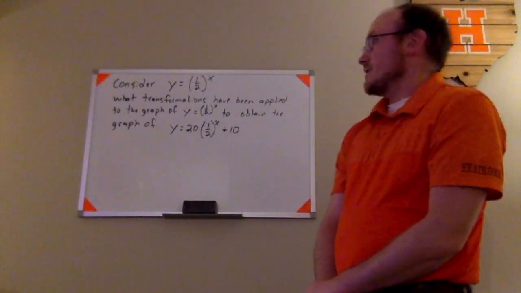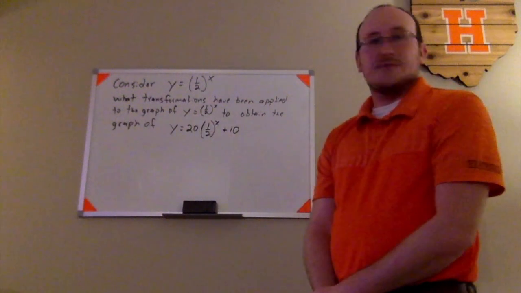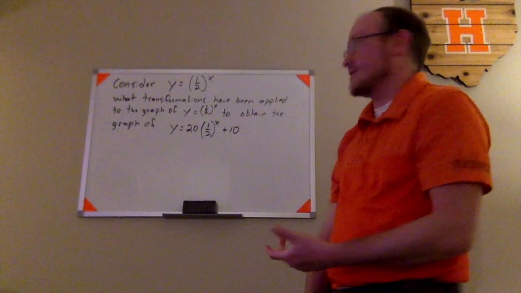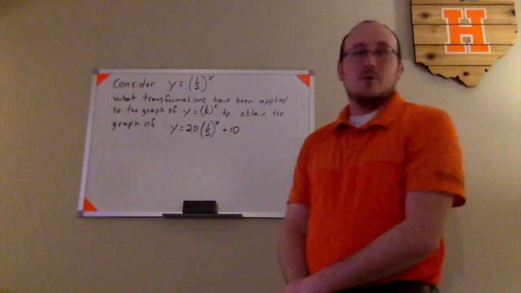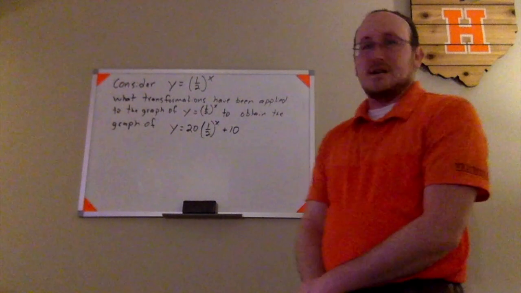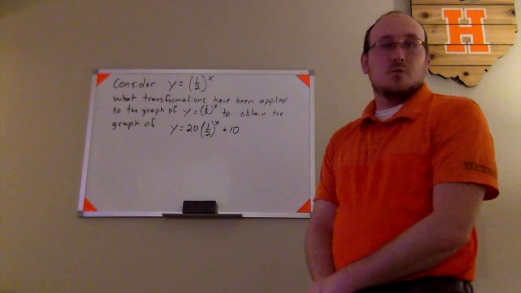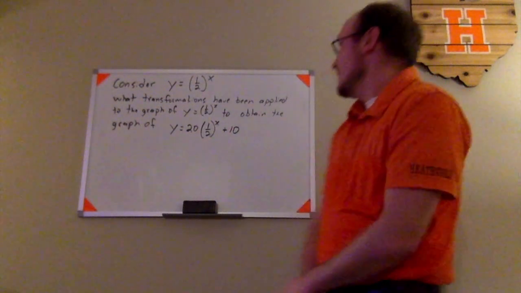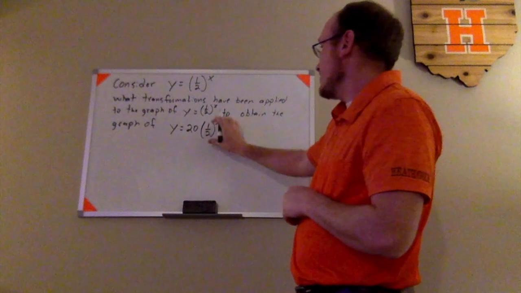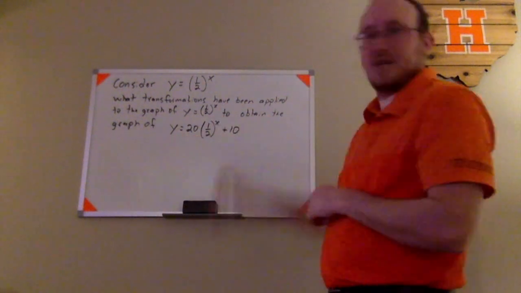Okay, in this particular example, we're going to consider the exponential function y equals 1/2 to the x, which is an exponential decay function. We want to know what transformations have been applied to the graph of y equals 1/2 to the x to obtain the graph of y equals 20 times 1/2 to the x power plus 10. So looking at this, you can see the parent function 1/2 to the x still in there. We've got this 20 out in front of it, and we've got this plus 10 at the end.